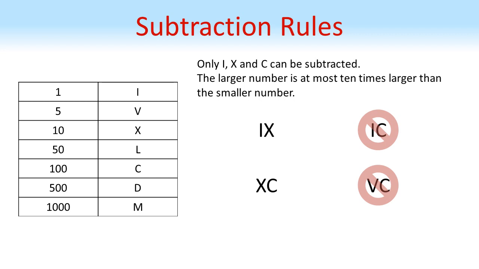So looking at these rules, although it would be tempting to write 1999 as MIM, so 1000 and then 1000 take away 1, because M is more than 10 times larger than I, we're not allowed to write this. So let's look at what we can actually do.